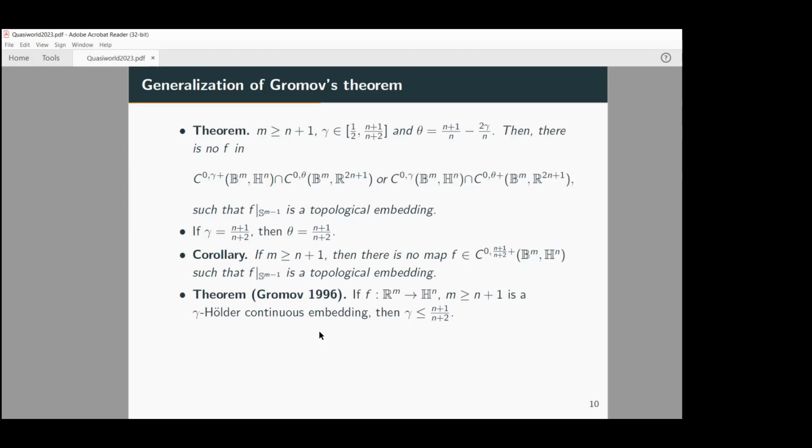It's a slightly better result because we're not talking about embedding, but the mappings such that the mapping restricted to the boundary is a topological embedding. So the mapping would somehow have to fill this n+1 dimensional hole. And instead of saying that gamma is less than or equal to n+1 over n+2, we get that slightly better result, that you cannot have embedding in the n+1 over n+2 plus.